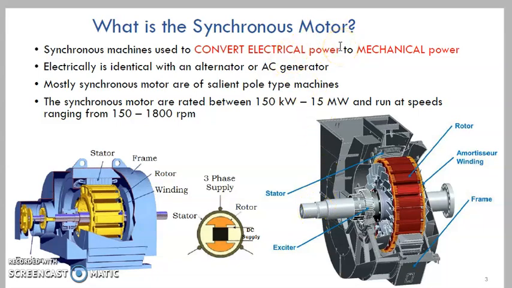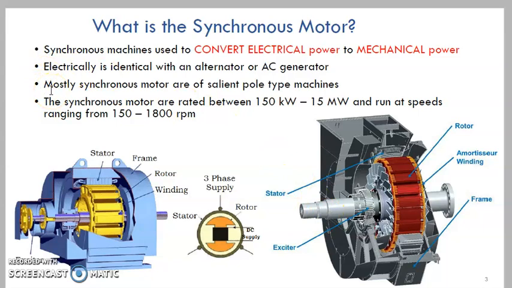In the synchronous motor, the speed of the shaft can be controlled based on the frequency of the induced voltage. So electrically it is identical to any alternator, an AC generator. For an AC alternator, you turn the shaft and you have voltage output. For a motor, you put in voltage and you have the turning shaft, the mechanical output.